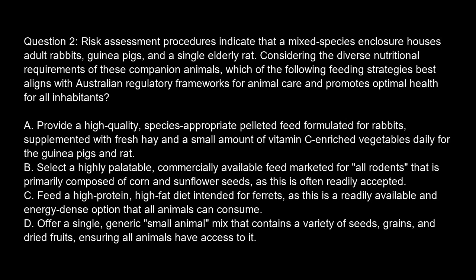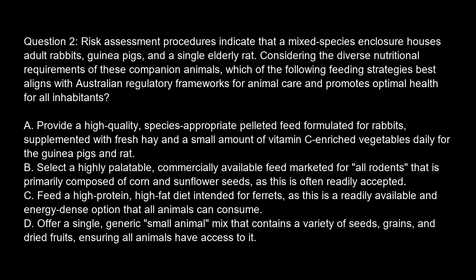Question 2. Risk assessment procedures indicate that a mixed species enclosure houses adult rabbits, guinea pigs, and a single elderly rat. Considering the diverse nutritional requirements of these companion animals, which of the following feeding strategies best aligns with Australian regulatory frameworks for animal care and promotes optimal health for all inhabitants? Option A. Provide a high-quality, species-appropriate pelleted feed formulated for rabbits, supplemented with fresh hay, and a small amount of vitamin C-enriched vegetables daily for the guinea pigs and rat.